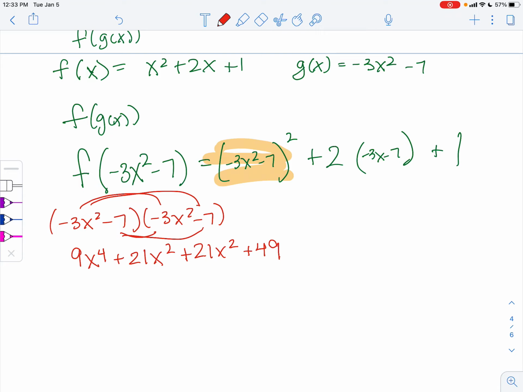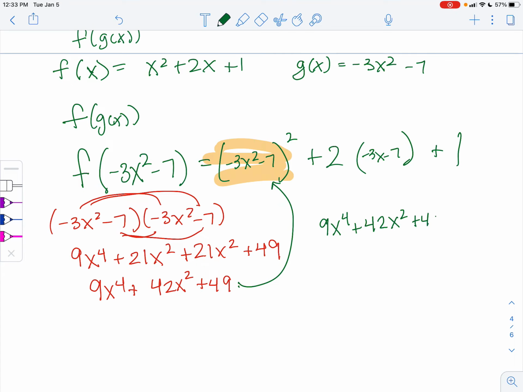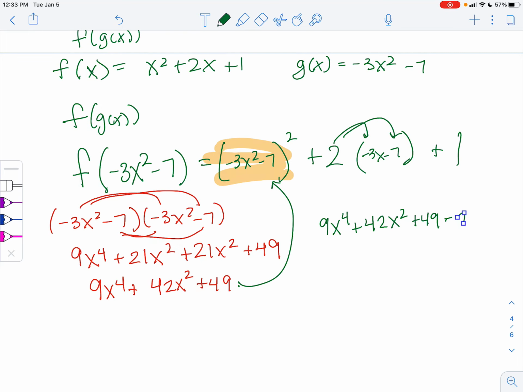Okay, let's combine like terms. 9x to the 4th plus 42x squared plus 49. That can go in what I have here in orange. So I can replace this whole chunk with this now. 9x to the 4th. This one didn't have a leading coefficient, so we don't need to multiply and divide through, but I can do this now. Minus 6x squared minus 6x minus 42 plus 1. Okay, combine like terms. What do we got?